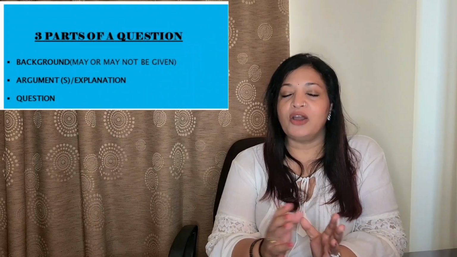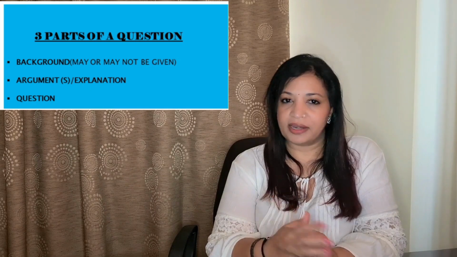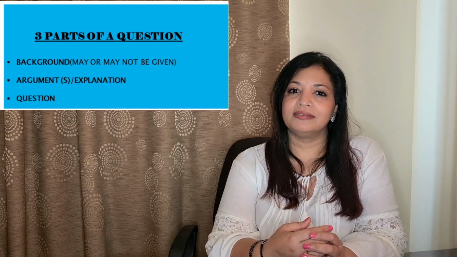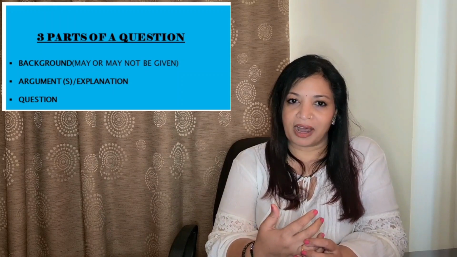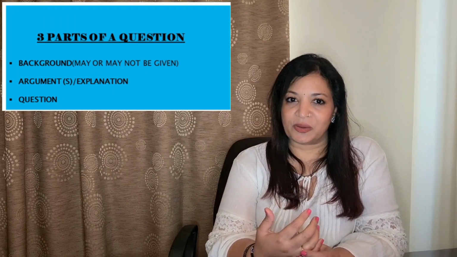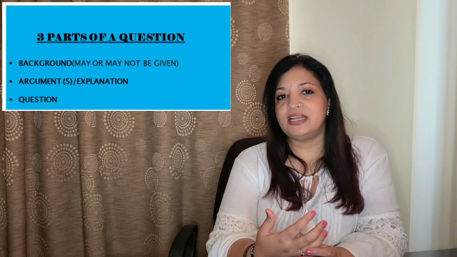Now, the second part of the IELTS question is called the argument. According to the question type, you may have 1 argument, 2 arguments, or no argument at all, and instead there could be an explanation. The last part of the IELTS question is a real question with the question word. So these are the 3 parts of the IELTS essay question. Now let's look at some examples to understand the IELTS question better.